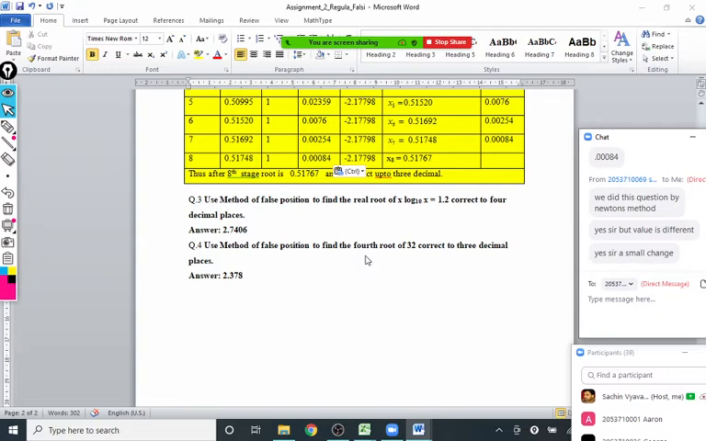But here we have to do it by the false position method. So we should create one equation. So how to create the equation? Yes, anyone? Which equation do we have to solve so that we get the fourth root of 32? X to the power 4 minus 32. Nice, correct. Okay, very good.